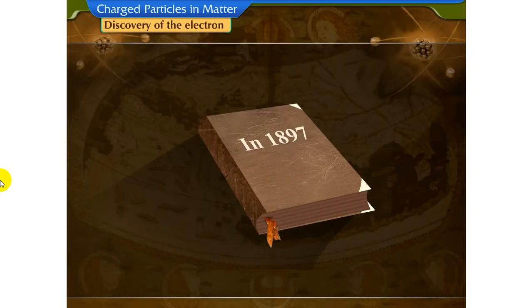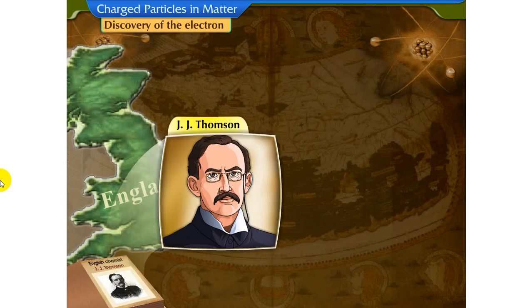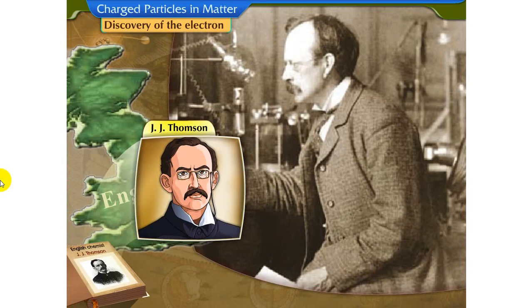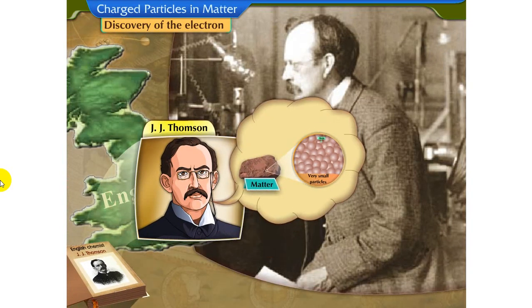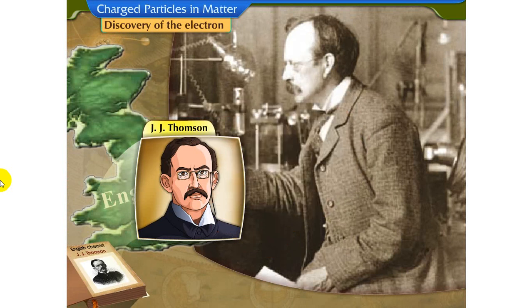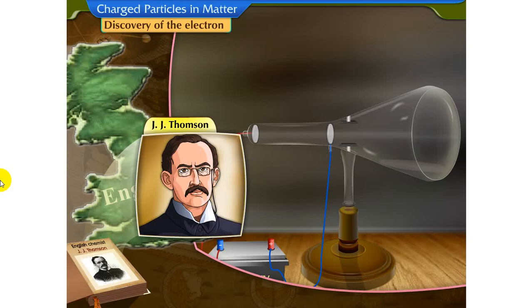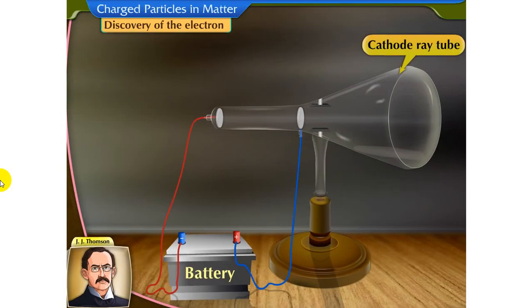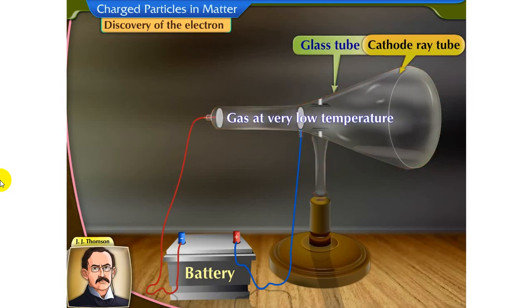Discovery of the electron. In 1897, an English chemist, J. J. Thomson, conducted some experiments on the structure of an atom. Thomson discovered that there existed some particles in an atom. He carried out his experiments using a cathode ray tube. A cathode ray tube is a glass tube that can contain a gas at very low pressure.